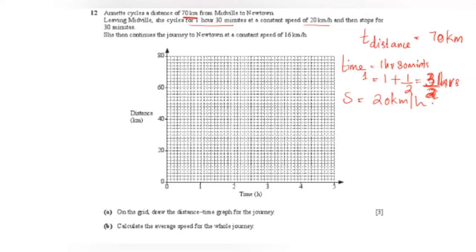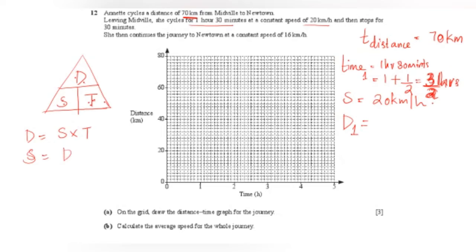So let us calculate the distance she has covered during the first part of the journey. Let me denote this as d1. Now what is the formula for calculating the distance when speed and time are given? To memorize this very easily, I suggest you study the distance, speed, time triangle. Here, if distance is asked, it is the other two quantities, so speed into time. If it is speed which is asked, then it is d over t. So speed is equal to d over t.